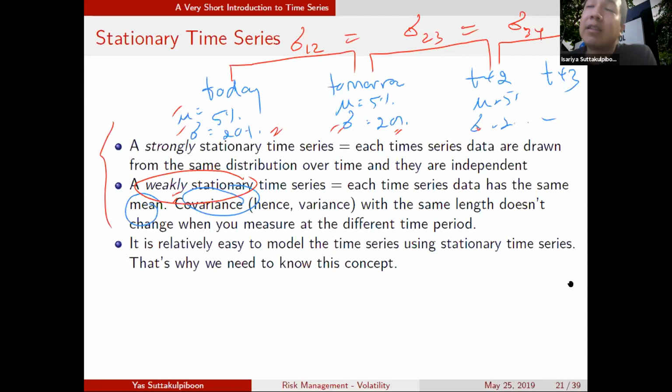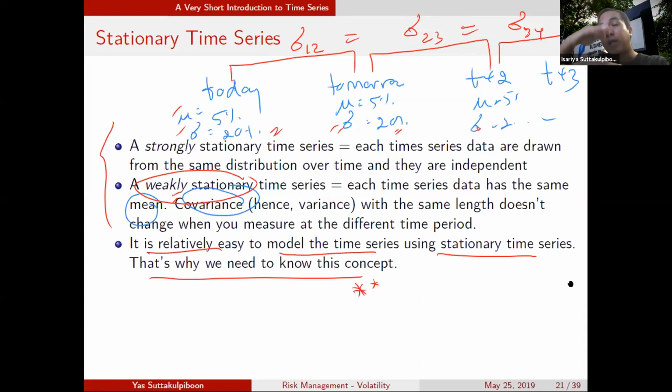However, we have to know this as a base, like this is basic. It is relatively easy to model the time series using stationary time series. That's why we know this concept. From the technical perspective, from the statistical modeling perspective, we want to build a model that is based on a stationary time series, and then build on top of that. So that's why I want to introduce this first. When you read a textbook, you'll see stationary time series.